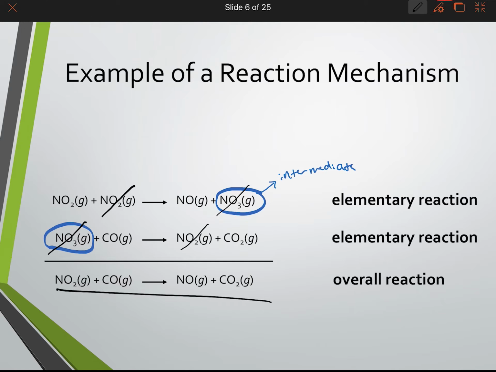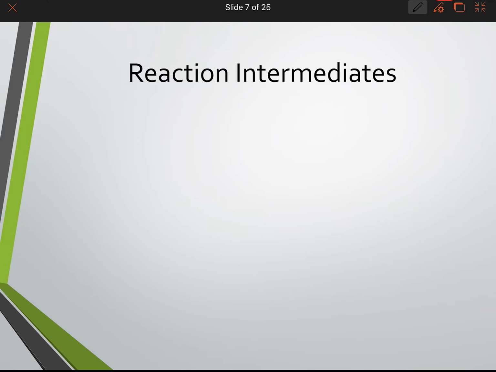And we see some important things with this. 1, the intermediate. And 2, it shows what we call molecularity. So what things are actually reacting and how many. Okay, so first let's look at our reaction intermediate. So a reaction intermediate is a compound that only exists in the elementary steps, not in the overall reaction.